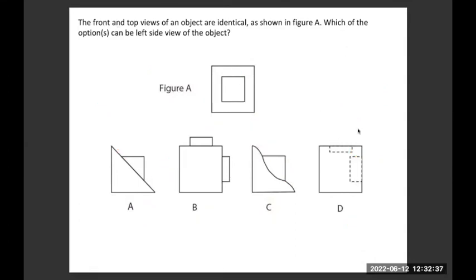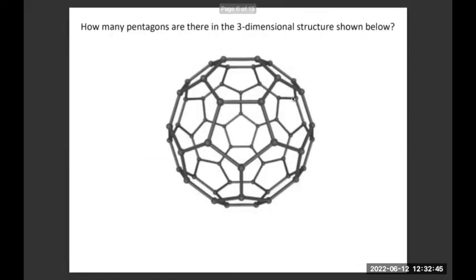Any questions anybody else wants to ask? All right, fine. We'll move to the next one then. Yeah, so this is a pentagon. This is a three-dimensional Archimedean solid. You're supposed to find how many pentagons are there in the structure. How will you do this? Can anybody name what kind of solid this is?